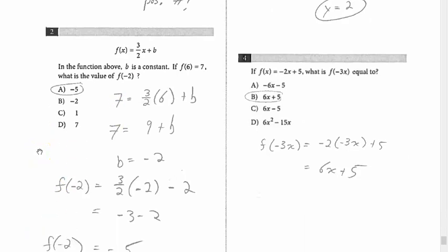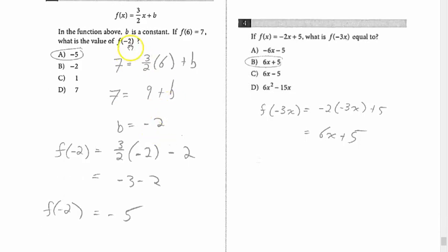Question 2, we know that B is a constant. What I did here was I substituted in that f of 6 is equal to 7. I found out what B is, and then I went ahead and plugged in that -2 to finally get my answer of -5.